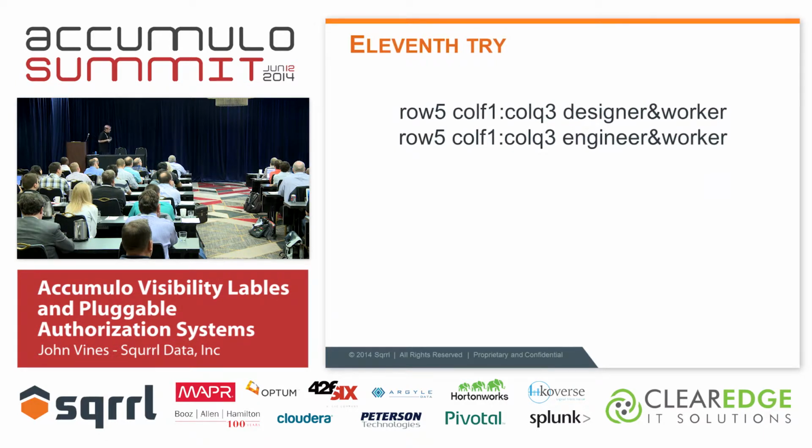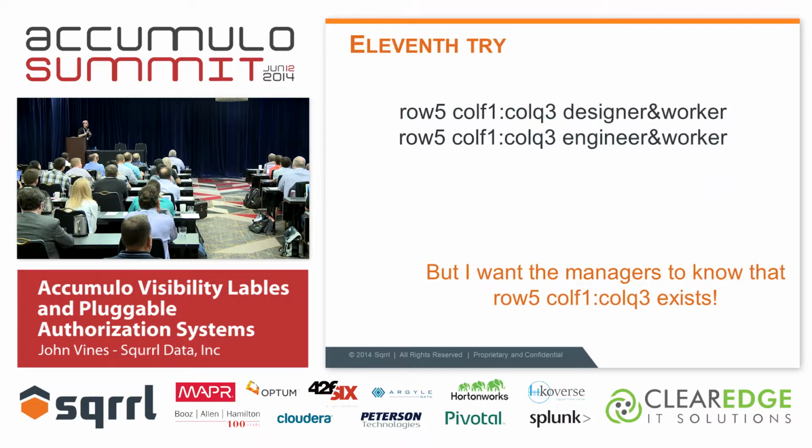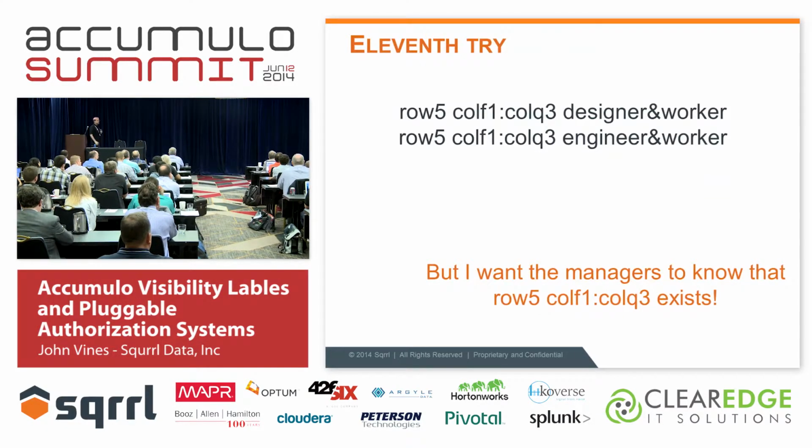But if you remember before, I said, if a user doesn't satisfy the labels, they don't see the data at all. Well, I don't like that. I want them to know that there's something there that they're not allowed to see. Maybe there's a very core tenet of sharing that you still want to keep around. Well, again, visibility labels are part of the key. We'll just put in a key without a label.